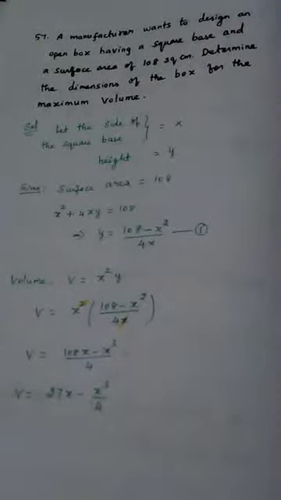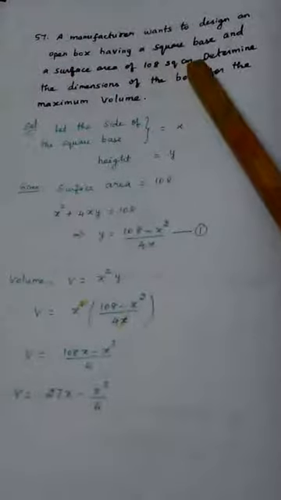Problem number 57. A manufacturer wants to design an open box having a square base and a surface area of 108 square centimeter. Determine the dimensions of the box for the maximum volume. What is to find? Dimensions of the box. Condition given, volume should be maximum.